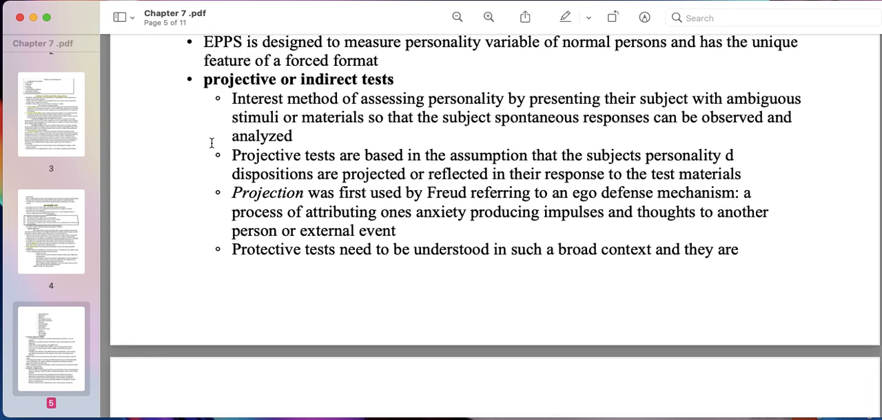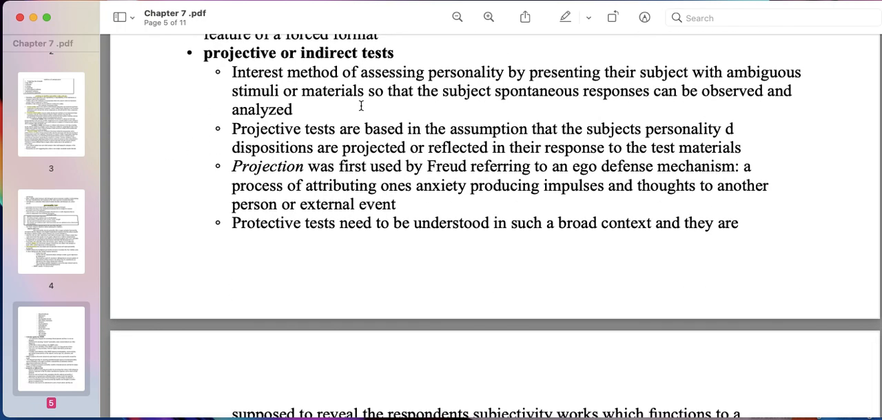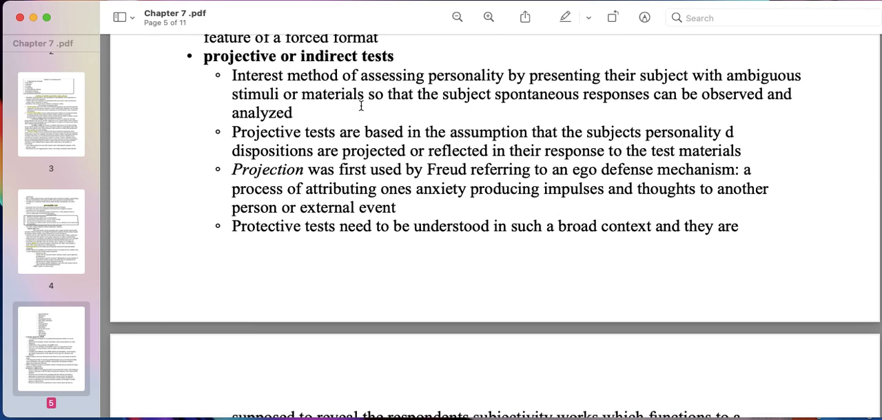Then we have projective or indirect tests. And in these, we talked about the method of assessing personality by presenting the subject with ambiguous stimuli or material so that the subject's response can be observed and analyzed. Projective tests are based on the assumption that the subject's personality dispositions are projected or reflected in the response to these materials. And then we talk about what projection is.